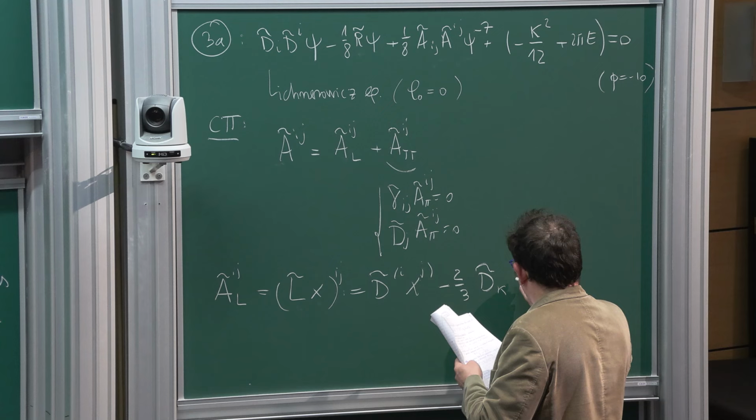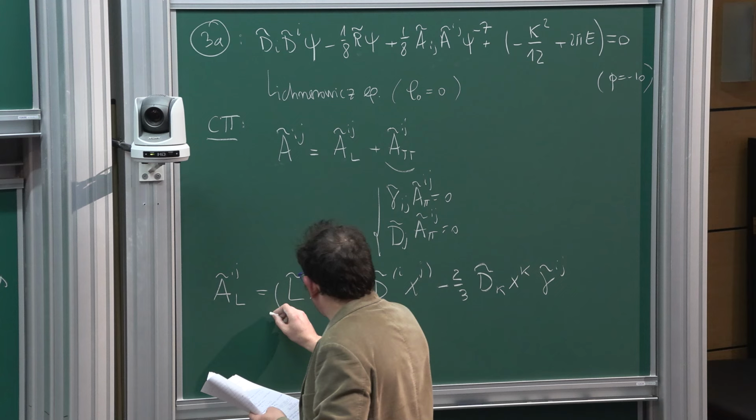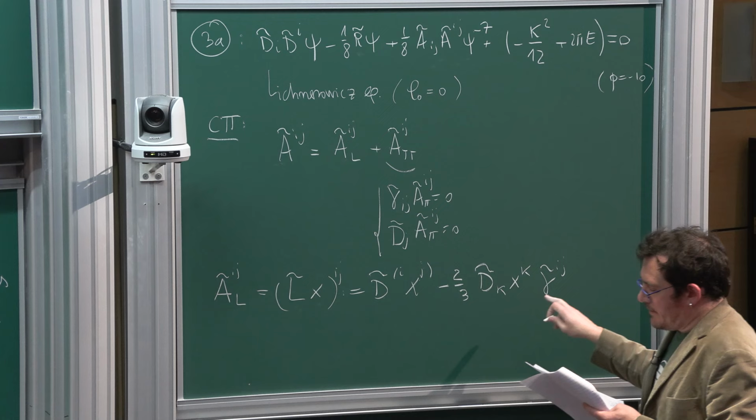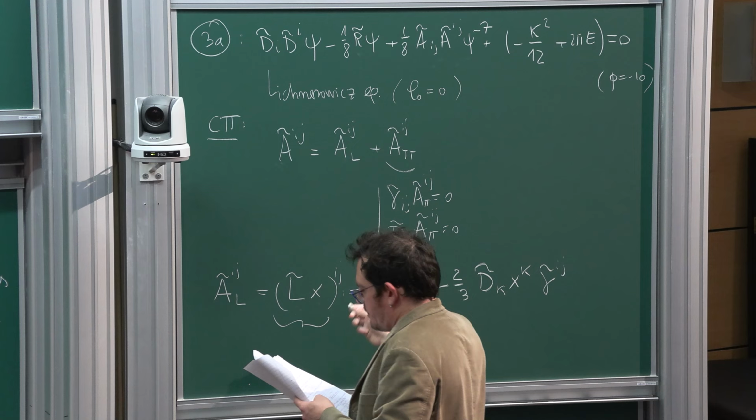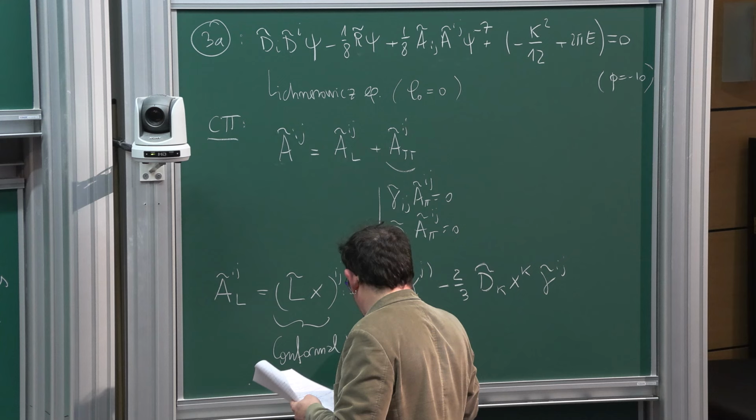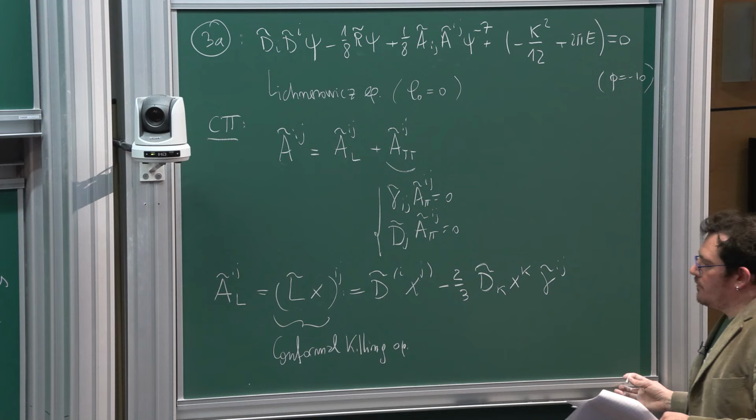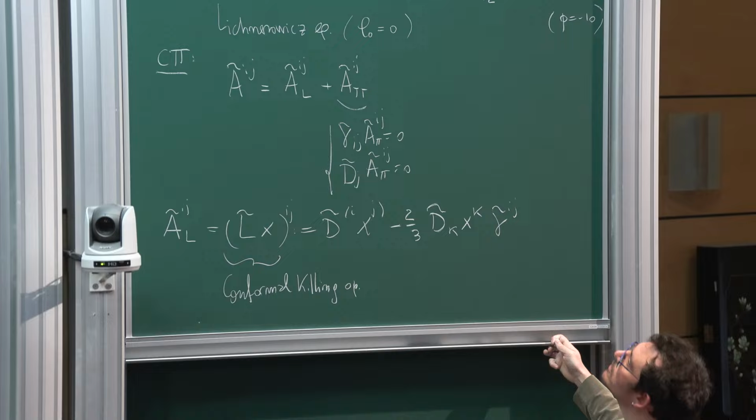So this thing is called, you see, it's a linear operator in D tilde, but it's not just the D tilde. This thing here is called the conformal Killing operator, and it's defined by this thing here. It's called like this because the kernel of this is the definition of the conformal Killing vector. And how do you find it, or how do you operate with it?